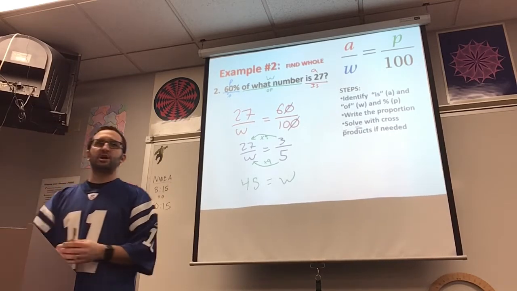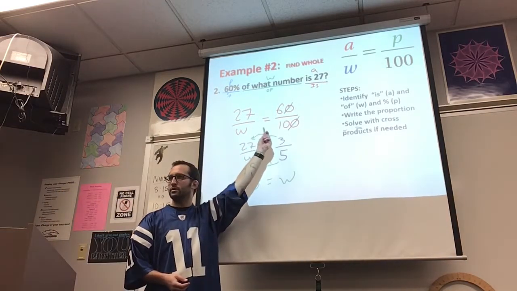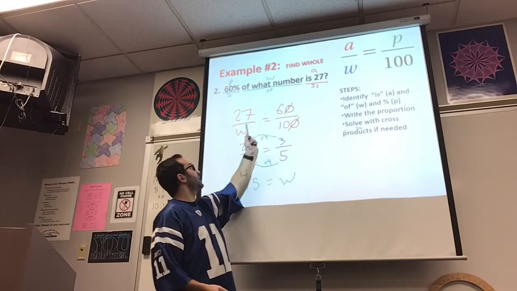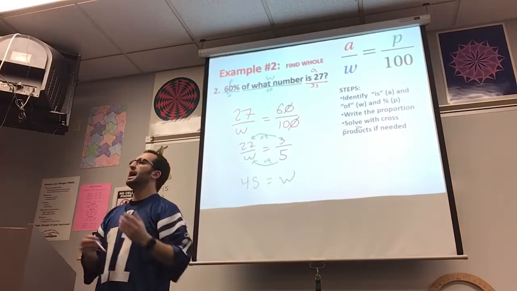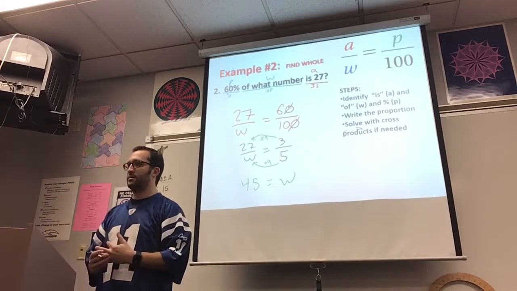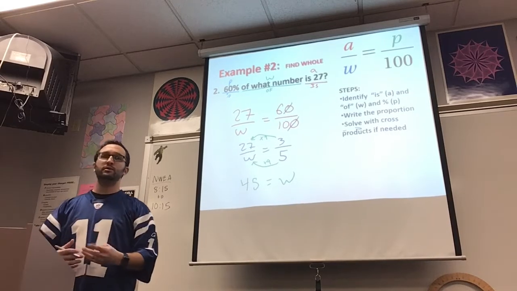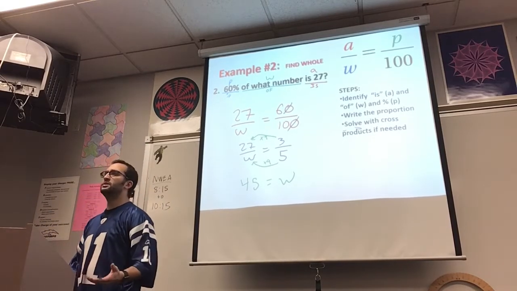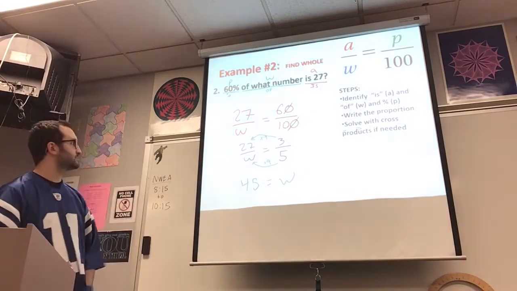Now, could we have used cross products right from the start, and done 60 times W equals 27 times 100, then solved for W? Absolutely. I was presenting you with an alternate way of doing that. Remember, there are many ways to do these. I'm trying to show you different ways to see which one clicks with you. If one clicks with you, do that one more often. Okay?